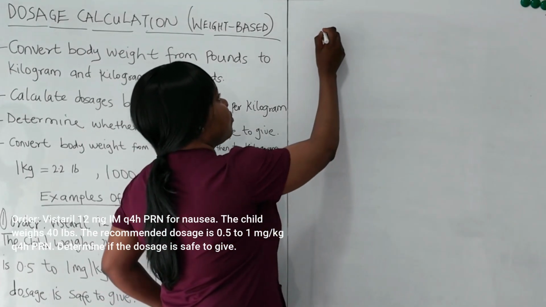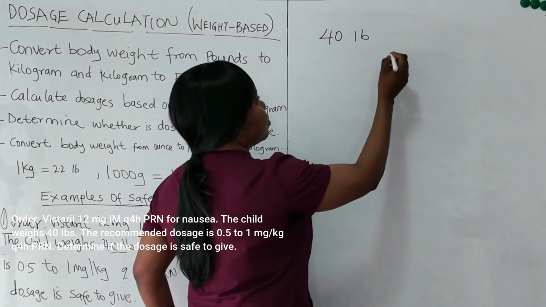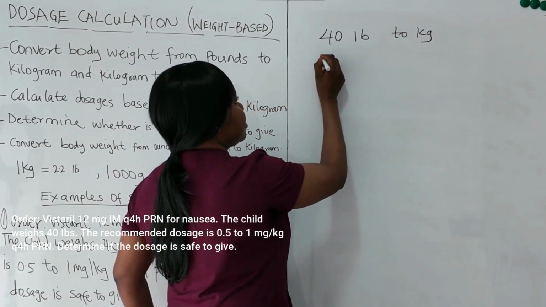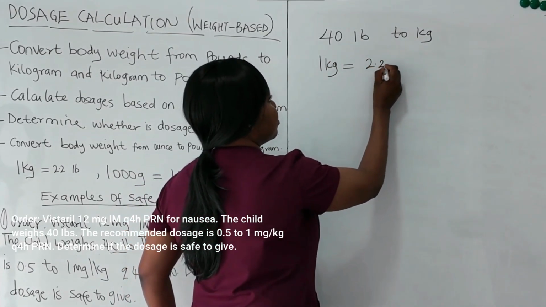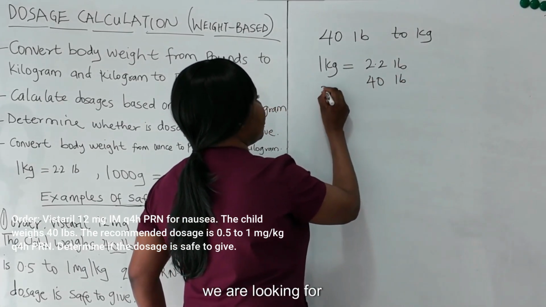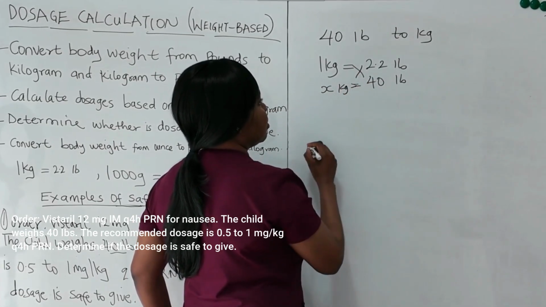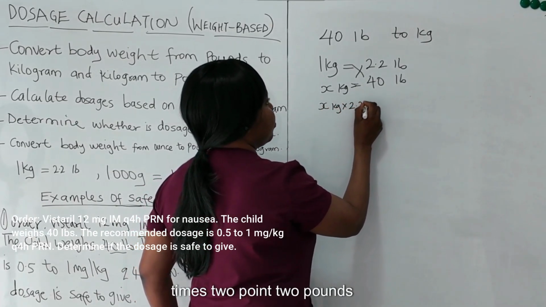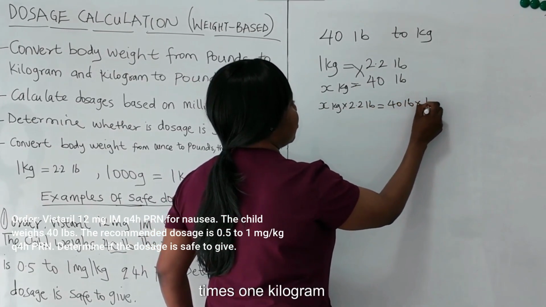So first, we have 40 pounds. We want to convert it to kilogram. We remember again that 1 kilogram equals 2.2 pounds. So for 40 pounds, we're looking for the answer in kilogram. By cross multiplication, X kilogram times 2.2 pounds will give us 40 pounds times 1 kilogram.